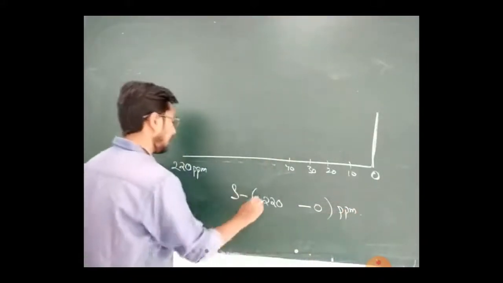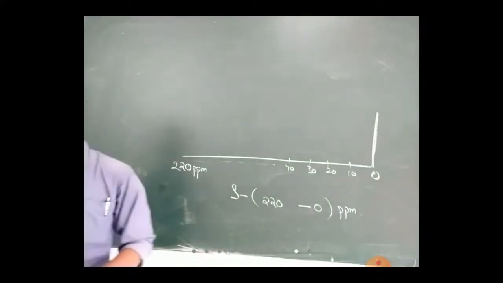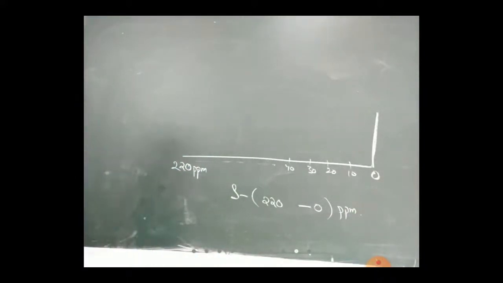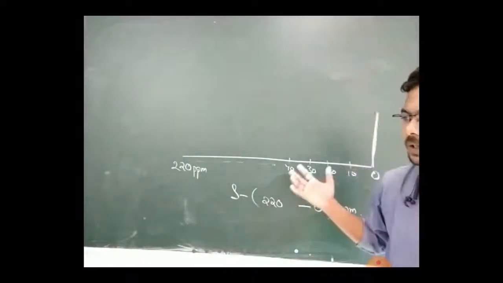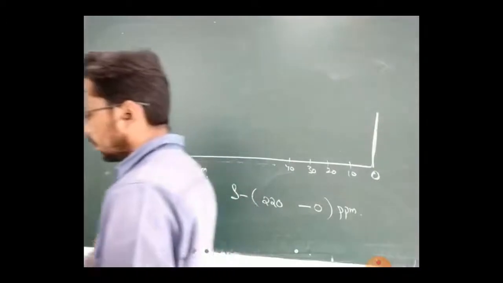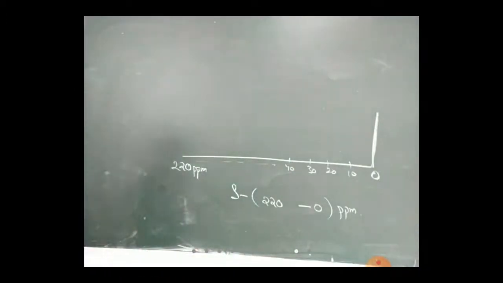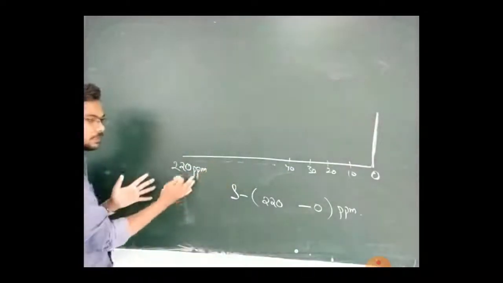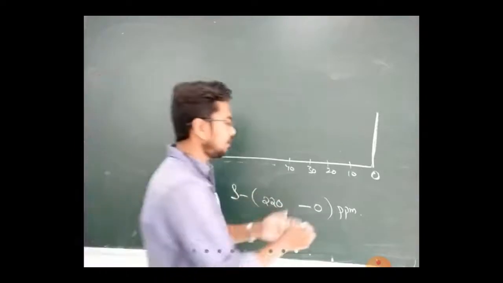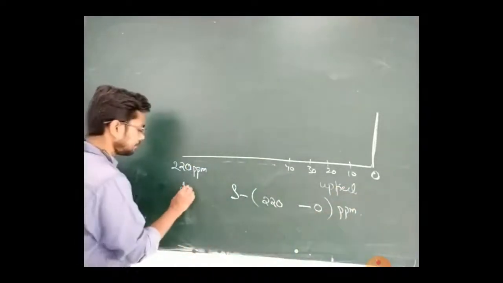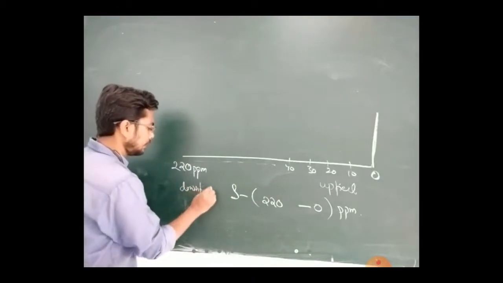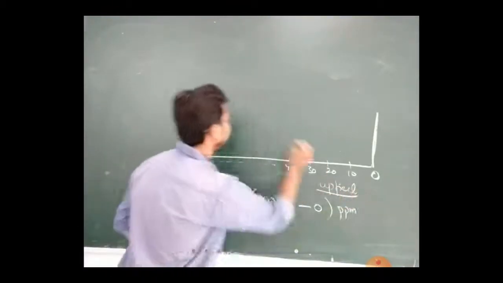This is the delta scale for 13C spectra. The same chemical shift factors apply here also in case of 13C. The one which is more attached to an electronegative atom will come here, downfield. So for this side it becomes the downfield, and this is the upfield.